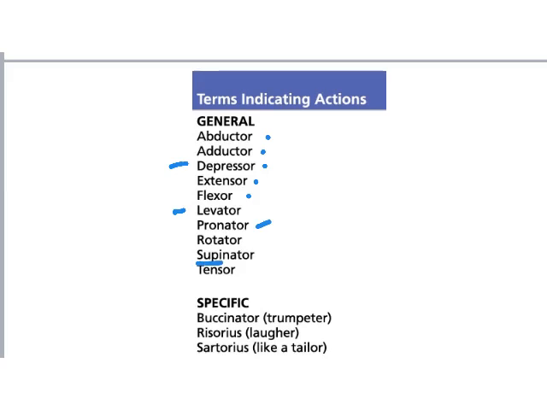And then we have very specific ones. These ones are probably less helpful, but maybe interesting to learn. The buccinator muscle is the cheek muscle that we'll learn, which means trumpeter. Risorius is another muscle that helps bring your lips out when you smile. That came from the word laugher. And sartorius, like a tailor.